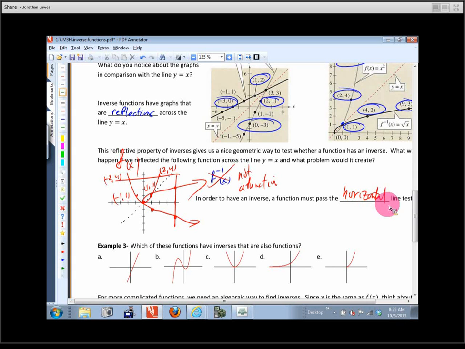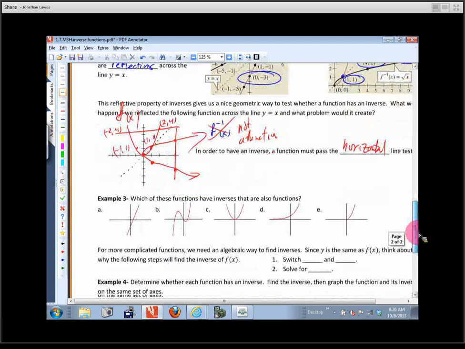So think about it. If the original function doesn't pass the horizontal line test, then when we reflect it across the line y equals x, and when x gets switched for y, when we switch those two coordinates, this one's not going to pass the vertical line test. So you can look at a function and tell whether or not its inverse is also a function by just checking to see whether or not it passes the horizontal line test.